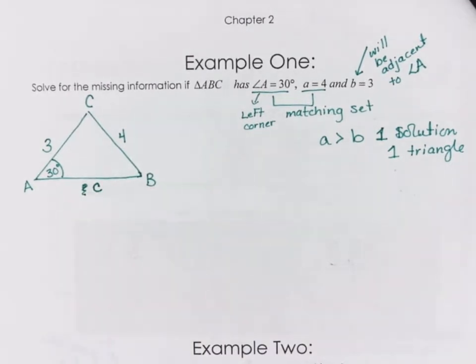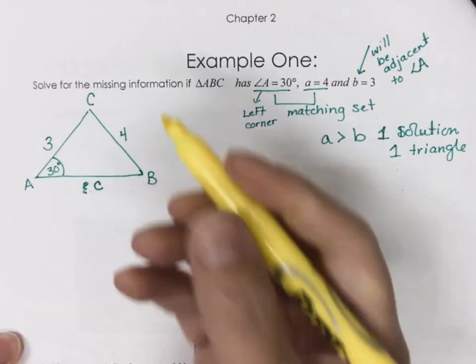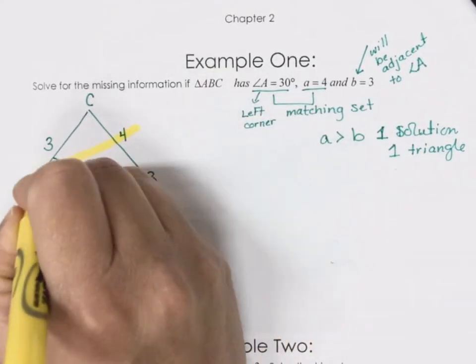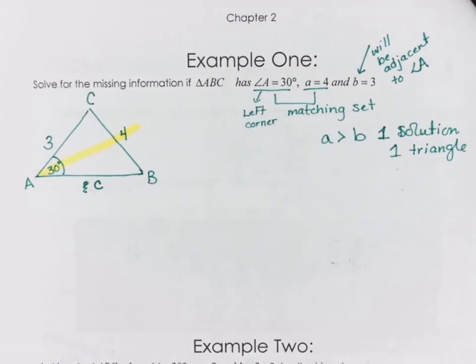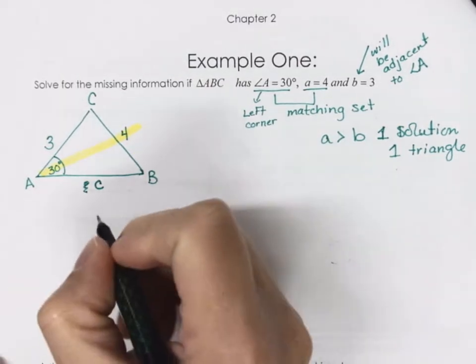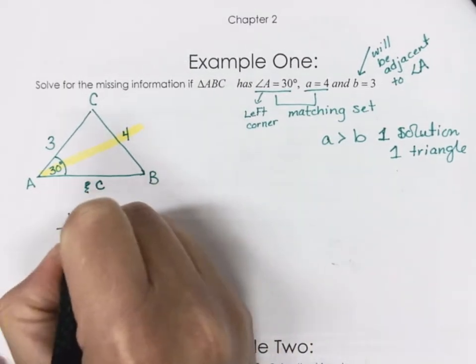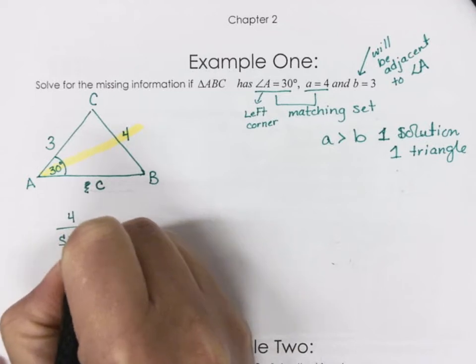All right. So this says solve for the missing information. So what do I mean by that? It means I'm solving for everything that I don't know. So what do I have to solve for? I have to solve for 2 angles and 1 side. Okay, so if this is just basic, the first thing I start with is my matching set. So I'm going to have 4 over sine of 30.